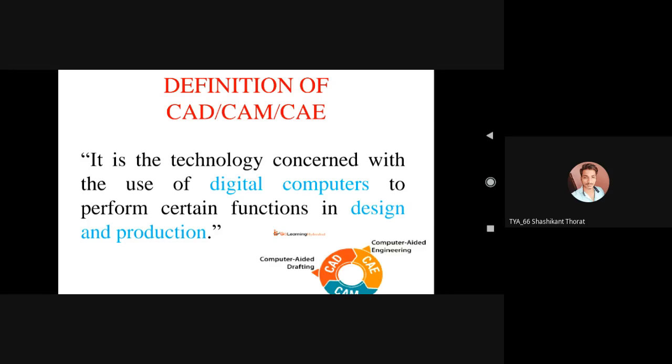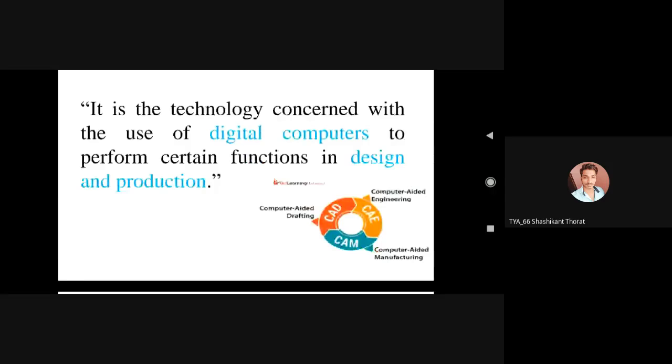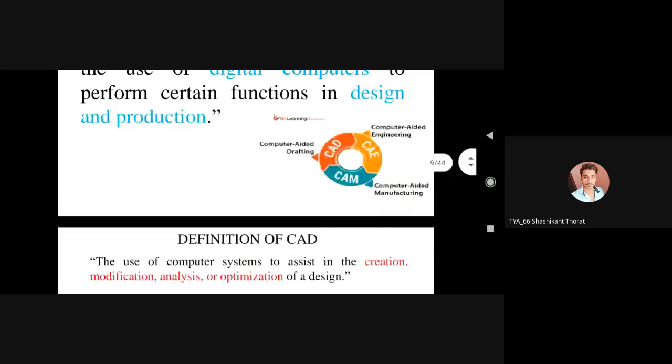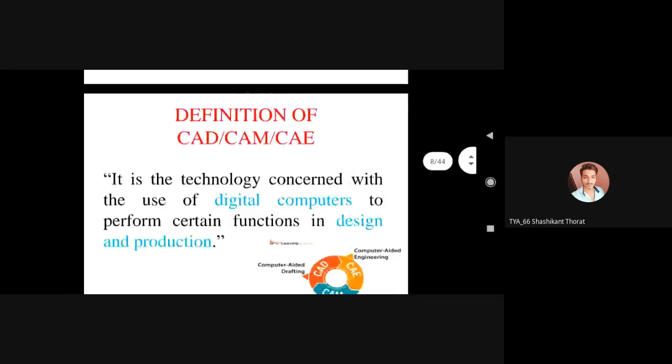Design will be done in drawing, CAD and CAE, and next is production. Production will be done in computer aided manufacturing. Computer aided design, drafting, computer aided engineering, computer aided manufacturing. Now, separate definitions. This is the definition of CAD/CAM. CAD/CAM CAE is a technology.